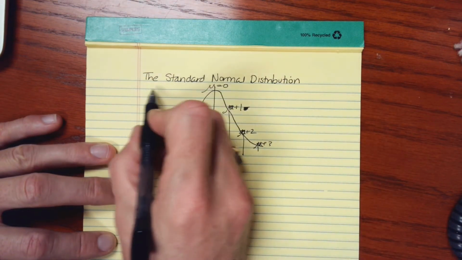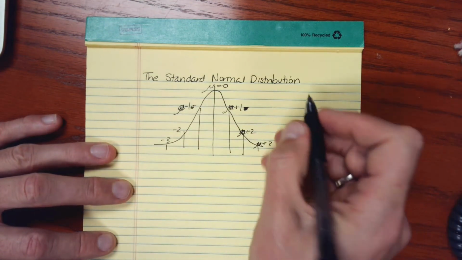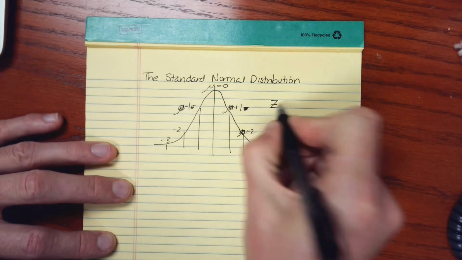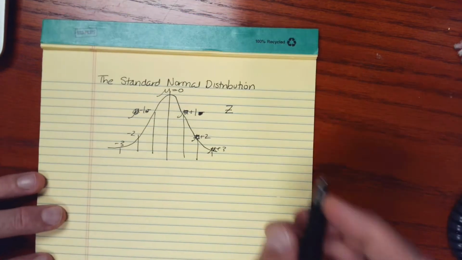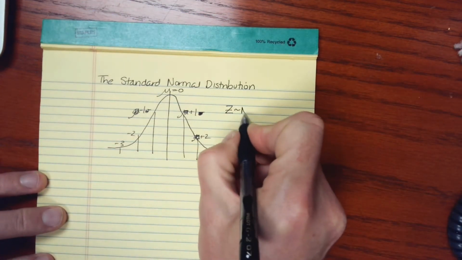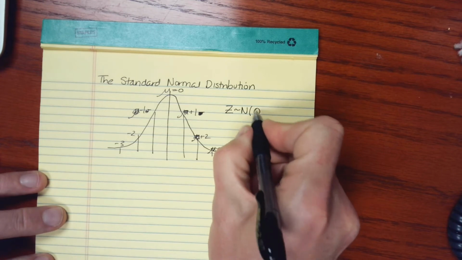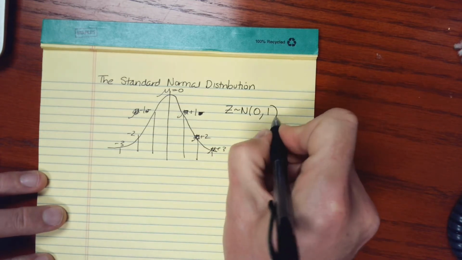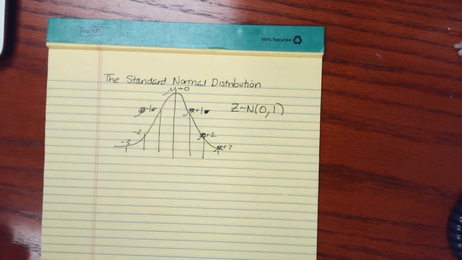So when I'm talking about the standard normal distribution, I'll use z for my random variable, so I can say that z follows a normal distribution that's centered at 0 with a standard deviation of 1. And everything that we know about any other normal distribution certainly applies here. So, for instance, the empirical rule.